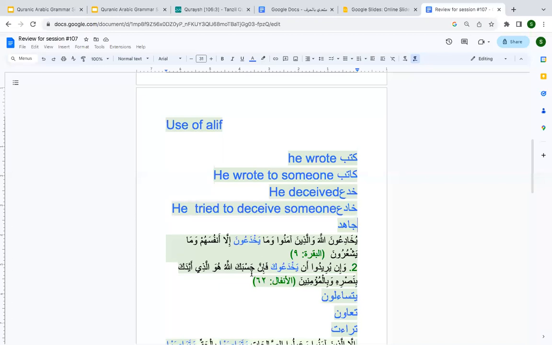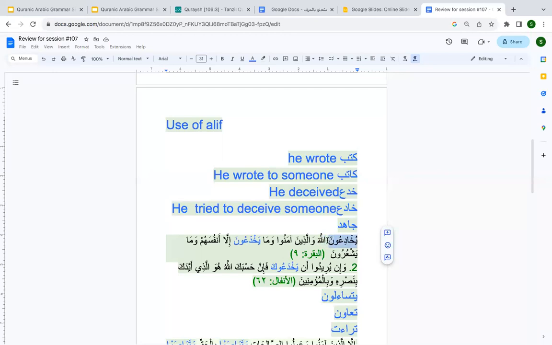And think of this word jahada. It is, again, most importantly, against your nafs. You are fighting, you are struggling against your nafs to get to something, to somewhere. Is it clear, my dear sisters?